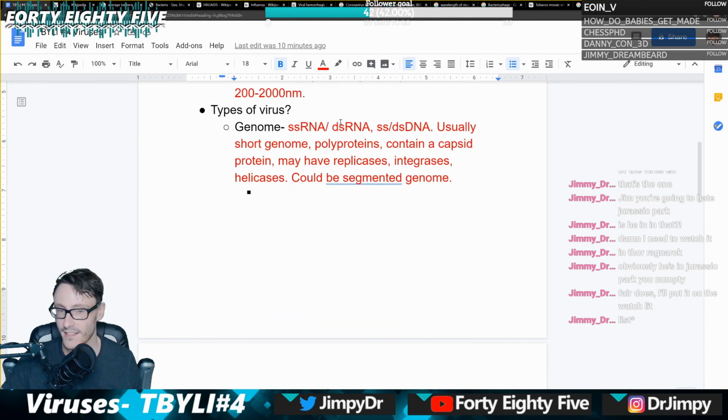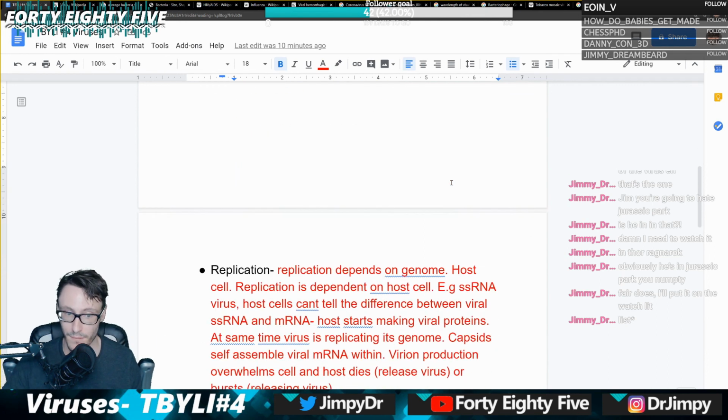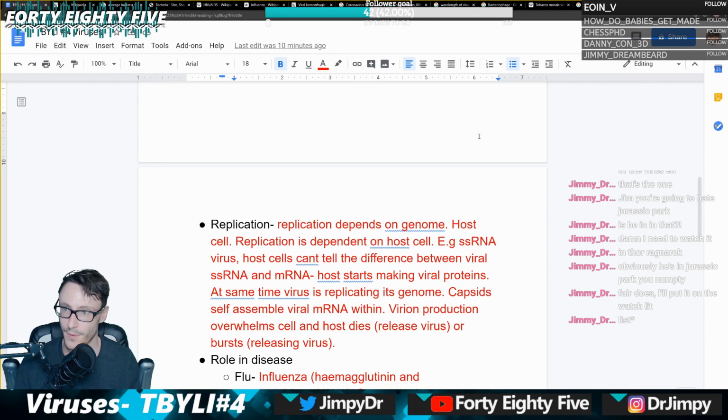The types of viruses are determined by the genome itself. That genome is generally very short and very simple. It contains the coding for the structural proteins, and sometimes replicases and integrases and helicases, depending on what type of genome it is. And it can be a segmented genome, as in the case of flu. That segmented genome can chop and change with other virus particles, giving rise to new species.